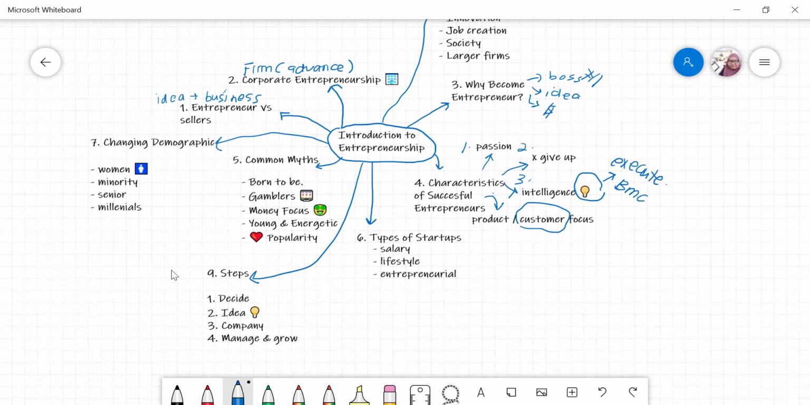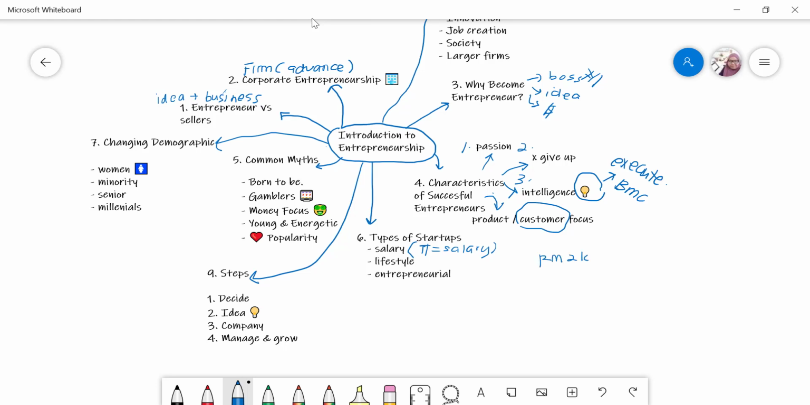Number six, types of startups. Salary. A startup means a business startup. Salary means when you want to do a business that gives the profit of the business as the same salary as your full-time job. For example, if you have RM 2000 per month salary, your business also gives the same RM 2000 per month profit. So this is what is meant by salary.